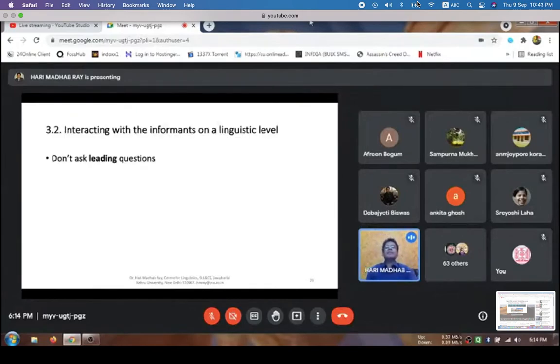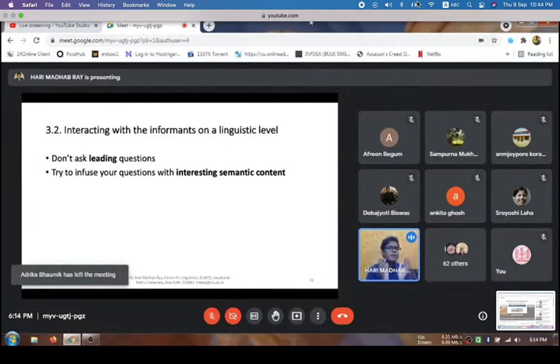Now, interacting with the informants on a linguistic level, we always say do not ask leading questions. Leading questions means you should not be the leader, saying this should be this or this should be that. Rather, your informant should be the leader. You are there to observe and collect data. Many researchers think that they are the leader, and they lead. So do not ask leading questions.